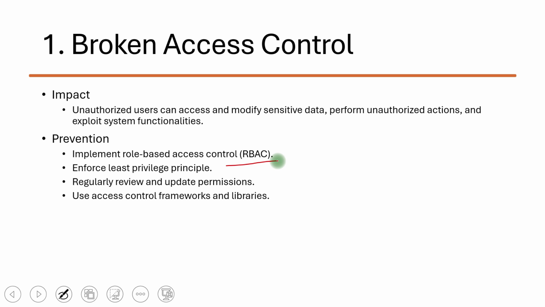The third point is about regularly reviewing and updating the permissions. That will make sure that everything is updated, and that any user who historically had access, or any old application doing modifications, is not doing anything unintentionally, and that they know they are doing those operations. Regularly reviewing and updating the permissions will make sure that is happening. Also, use access control frameworks and libraries to prevent this one.